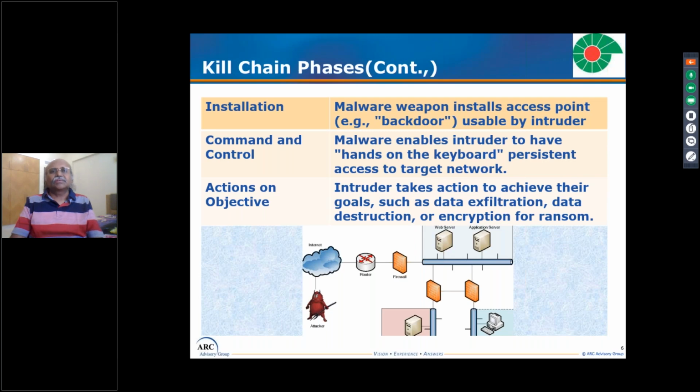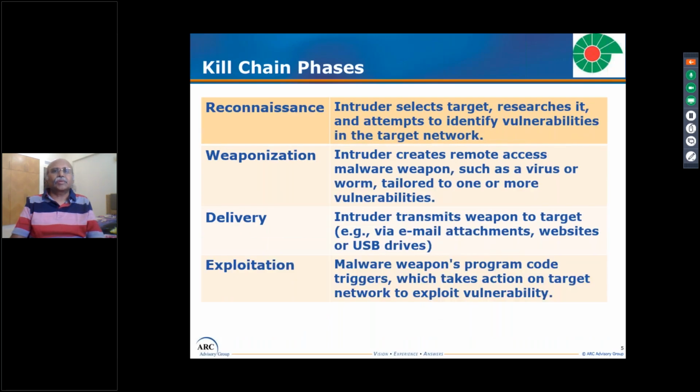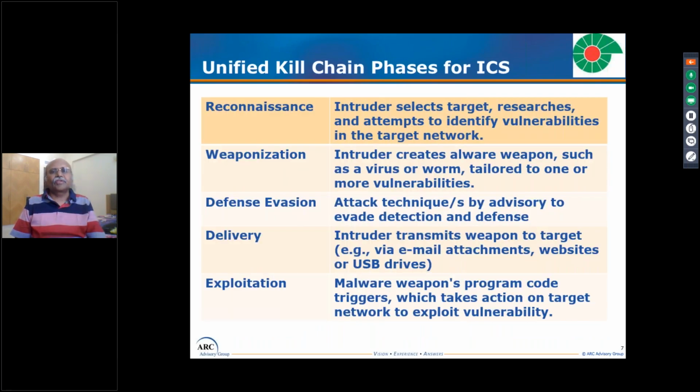So these are the initial stages proposed by the Lockheed Martin company, but that was not fully enough, because when it comes to an industrial control system attack, one of the main things is to stay in the system for long, to identify which is the control system and which is the safety system, which workstation is connected to the safety system, and which one is connected to the control system. That kind of exploration is required. So you have to stay a longer period.